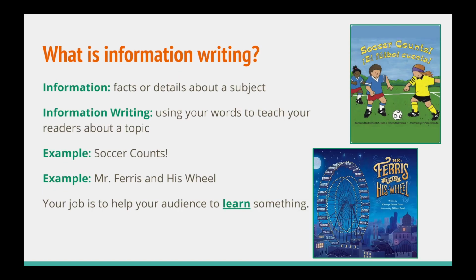What is information writing? Information is facts or details about a subject. Information writing is using your words to teach your readers about a topic. For example, the book Soccer Counts is teaching readers about, you guessed it, soccer. Or the book Mr. Ferris and His Wheel is teaching students about Mr. Ferris and the very first Ferris wheel. Essentially, your job in information writing is to help your audience learn something.